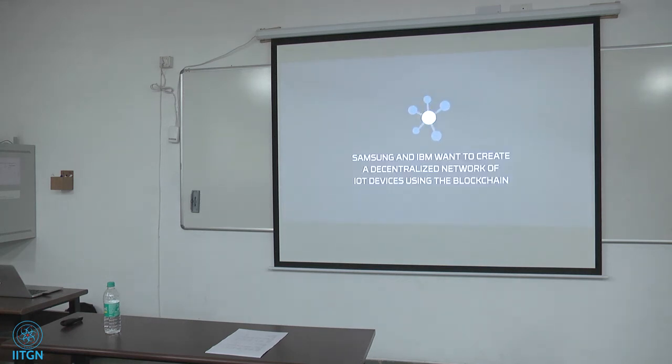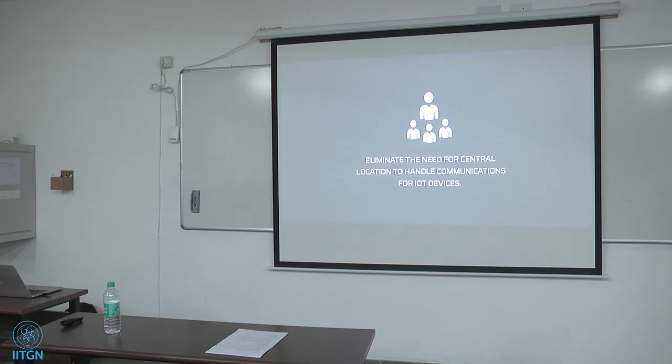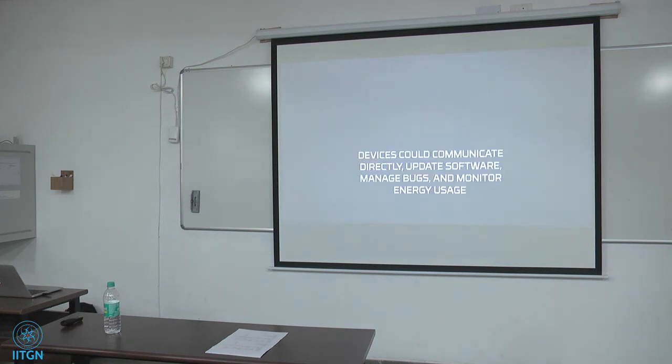Number 5, networking and Internet of Things. Samsung and IBM are using blockchain technology for a new concept called Adept, which will create a decentralized network of IoT devices. Operating like a public ledger for a large number of devices, it would eliminate the need for a central location to handle communications between them. The devices would be able to communicate to each other directly to update software, manage bugs, and monitor energy usage.